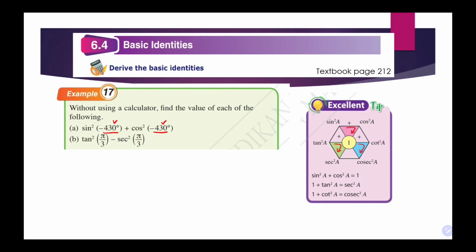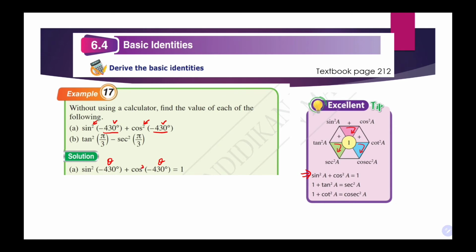And then second clue, we have square for the function of sine and cosine. Then check back on your basic identities. We have sine square theta plus cos square theta, we will get 1, with theta being negative 430 degrees. I think we missed a square here.